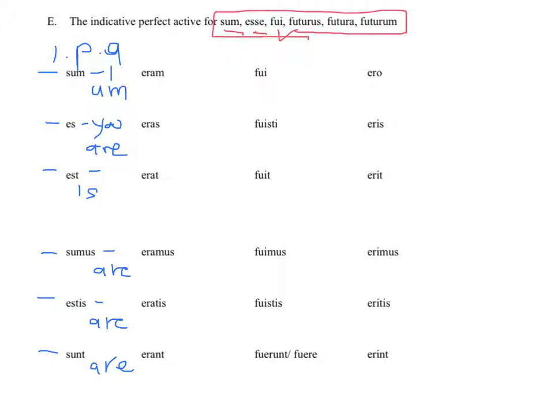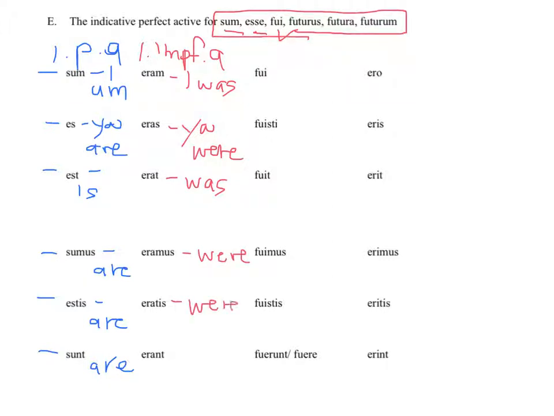The next one over is the indicative imperfect active. This you learned a while ago as well. Eram is I was, or I used to be. Eras is you were. Erat is he, she, or it was. Eramus is we were, or we used to be. Eratis is you all were. And erant is they were, or they used to be.